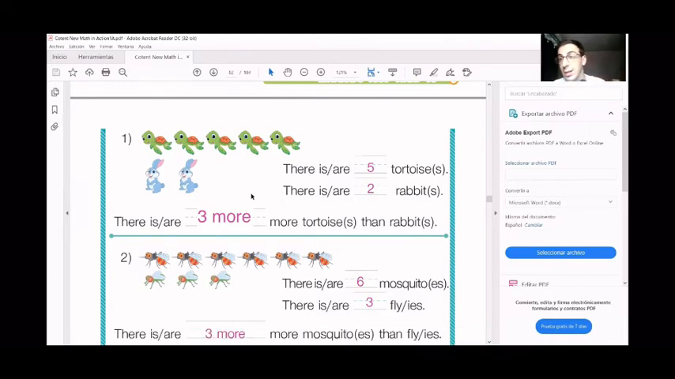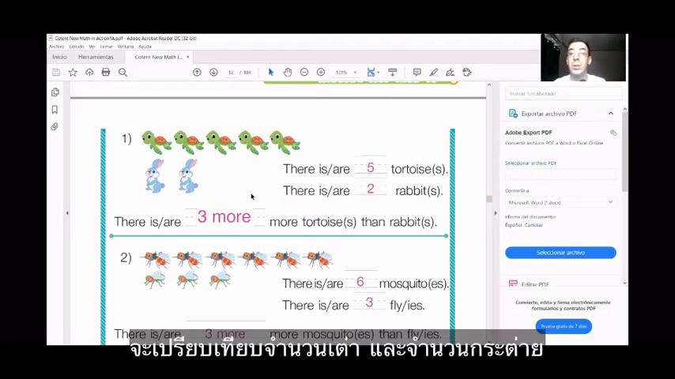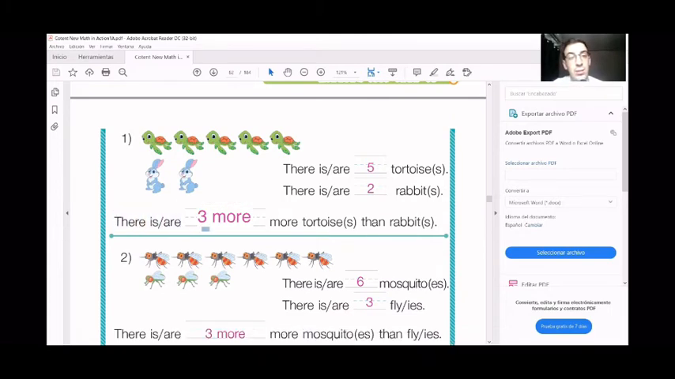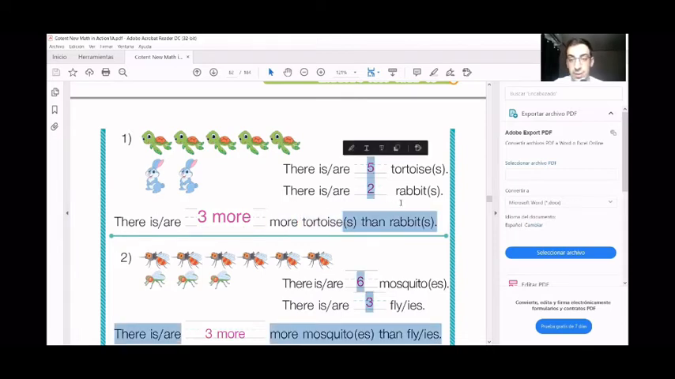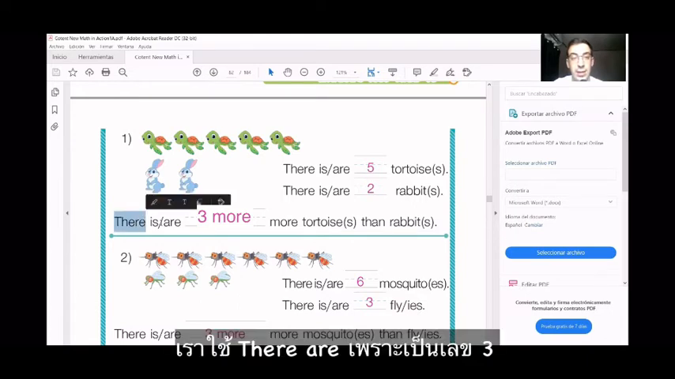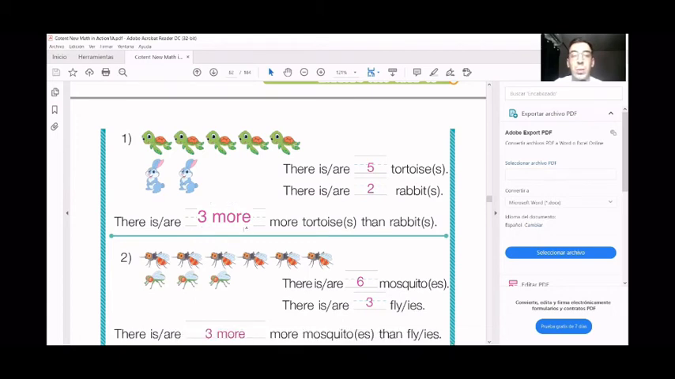So now we are going to say how many tortoises there are compared with rabbits. So what should I write? We can write that there are 3 more tortoises than rabbits. Okay, we use "there are" because we are using number 3. Why do we use 3?